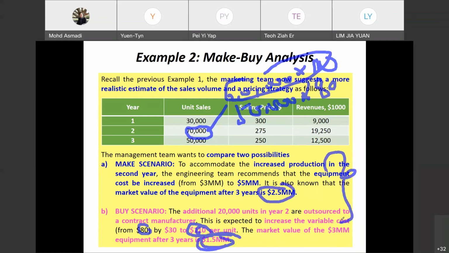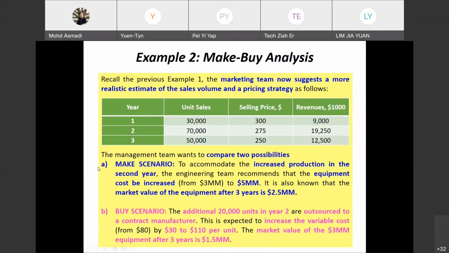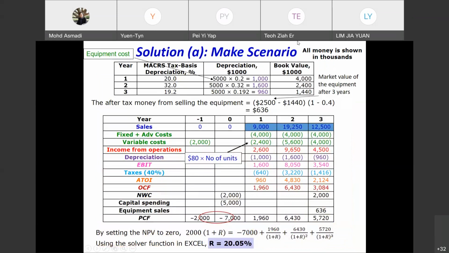So we have to do comparison: which situation is favoring the buy or make decision? We can see by comparing the IRR. For scenario number 1, what we have to do is increase the manufacturing cost from 3,000 to 5,000. So you have to calculate the depreciation as well as the book value. You get new values 1,000, 1,600, 900, 650, and the book value also changes. And it is mentioned that after 3 years, the market value of equipment is how much?